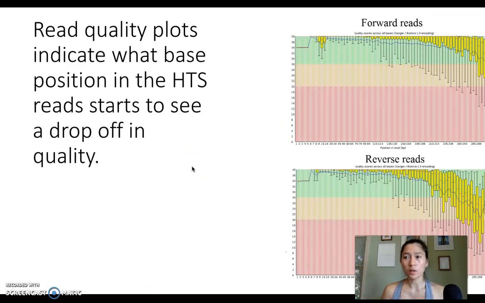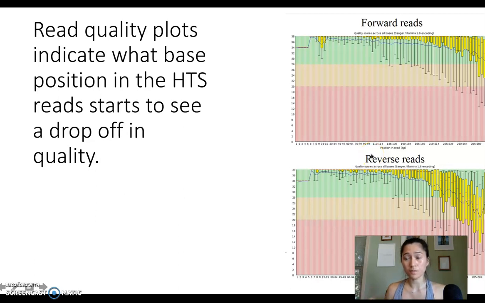Basically, read quality plots indicate what base position in the high throughput sequencing reads start to see a drop off in quality. I have on the right here an image which looks slightly different from what we look at in DNA Subway, but I think it illustrates some good points. Just like in DNA Subway, we have forward reads and reverse reads. The y-axis is a quality score, with a higher quality score meaning higher quality sequencing read that we are more confident in, and then the x-axis is the position of that sequencing read in base pairs.